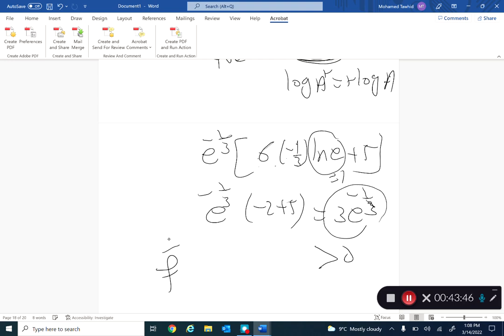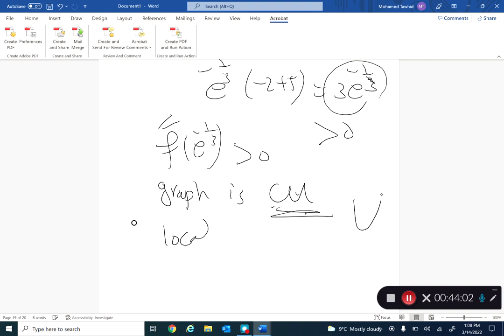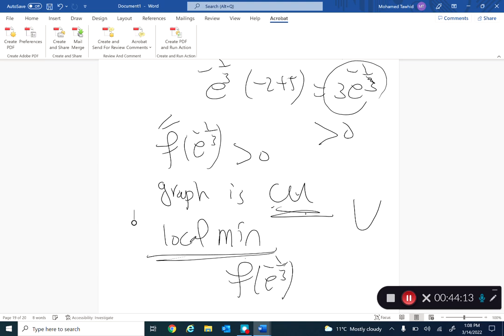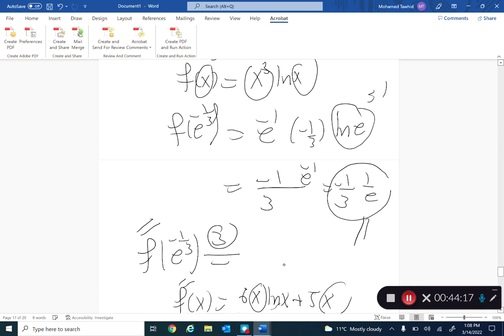So if your second derivative at this number here is positive, greater than 0, then the graph is concave up. If the graph is concave up, like this, then you have a local minimum. How to get the local minimum? The value of f, not f prime, not f double prime, at e to the power -1/3. Already I found that here. Look what you have here. That is f at this one here. So that is your local minimum.